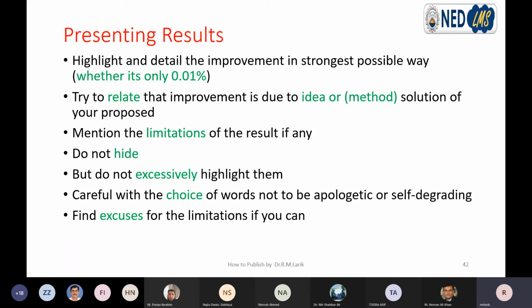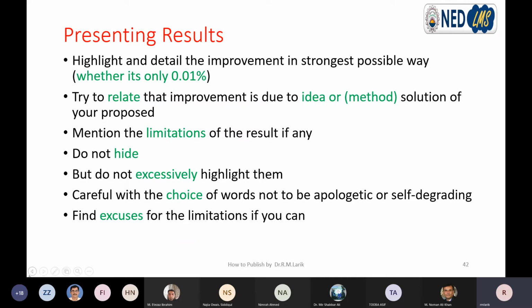It has importance. So relate your improvement with your idea and method, and you must mention the limitations of your result, if any. And be careful. Don't be so down on your results. If you list so many limitations, then the editorial team thinks that your results are not presentable, right? So just a few. Do not hide.